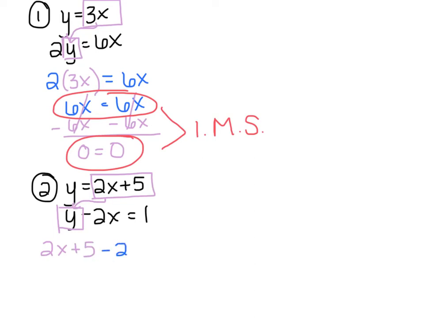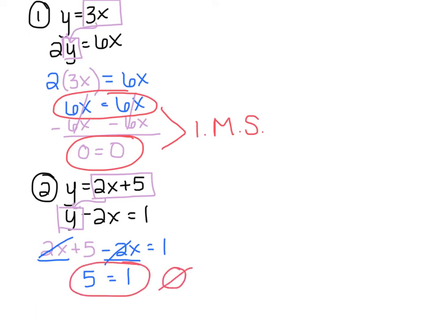minus 2x equals 1. Well, when I go to simplify, I've got 2x minus 2x, so those cancel out right now, and I'm left with a 5 here and a 1 here. Okay? That's different than what we had up here. Up here we had two of the exact same number. Here we have 5 equals 1. That's not a true statement. Anytime you end up with two different numbers, that's going to be a no solution. That's going to be one of the ones where the lines would be parallel. If we went back and graphed these two, we would find that they were parallel lines.